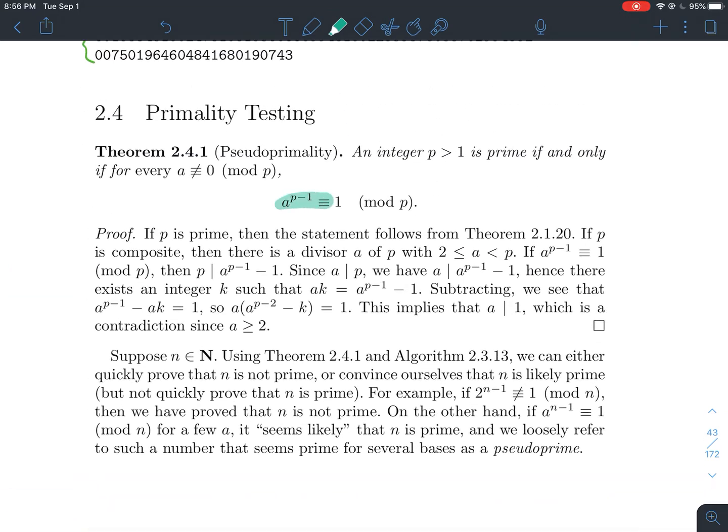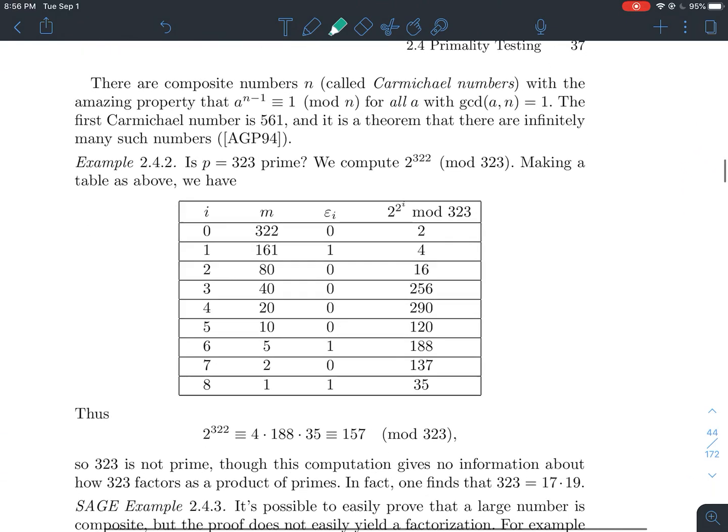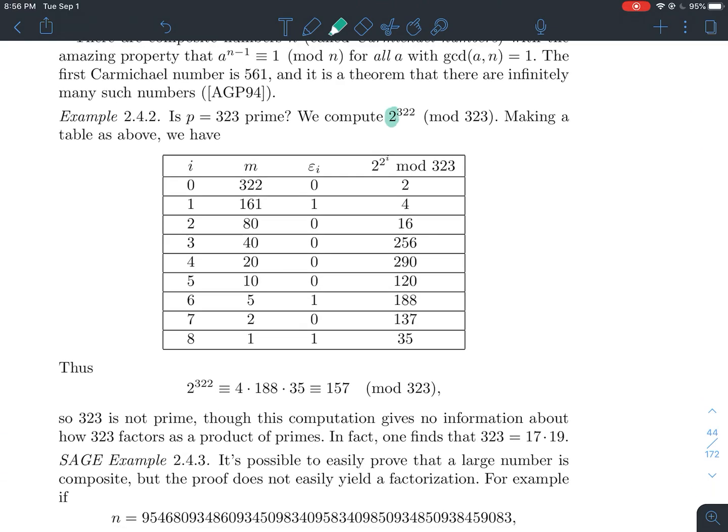I've got to check every single base a, so starting with 2 and working my way up to 322, I guess, is such a base to the 323 minus 1 power equivalent to 1 mod 323. So we'll start with 2. Let's start with that base. That seems like a natural place to start. Let's compute. What is 2 to the, notice 322 is p minus 1.